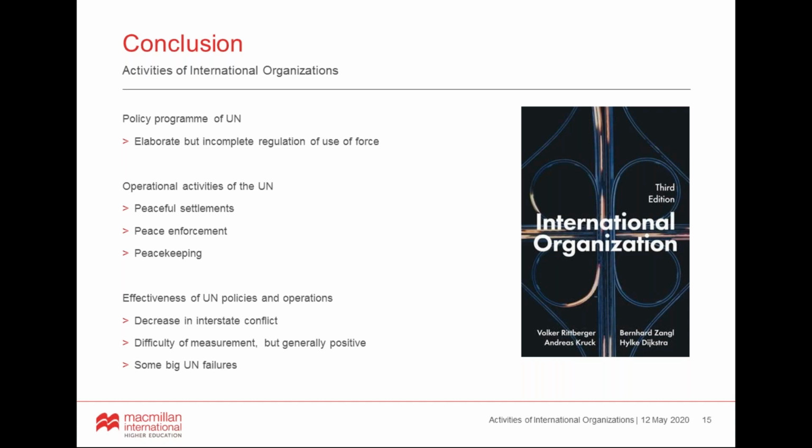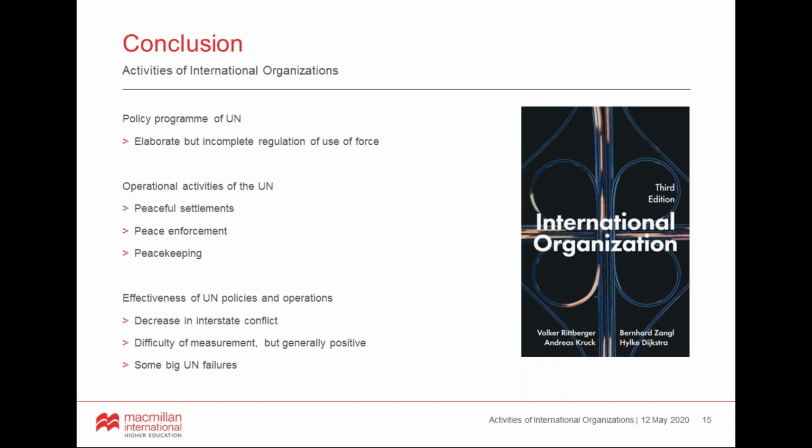I've looked at the operational activities, how the UN gives meaning essentially to these policy programs through peaceful settlement of disputes and peace enforcement, but also peacekeeping operations. And I've talked about the effectiveness of UN policies and operations in the sense that we've seen a decrease in interstate conflict, but there's difficulty with measurement, even though it's generally positive. But there have also been some major UN failures when it comes to peace and security.